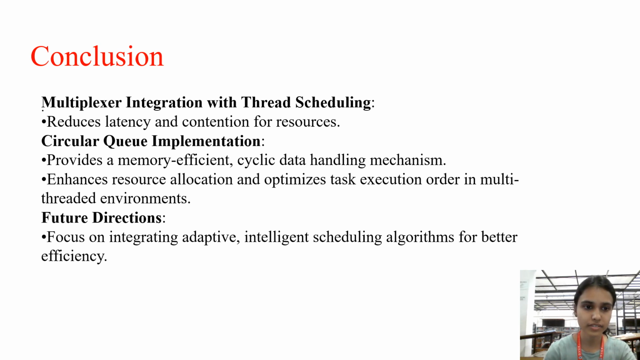In conclusion, we can see the multiplexer integration with thread scheduling reduces latency and contention for resources. Circular queue implementation provides a memory efficient cyclic data handling mechanism, enhances resource allocation and optimizes task execution order in multi-threaded environments. Future direction focuses on integrating adaptive intelligent scheduling algorithms for better efficiency.